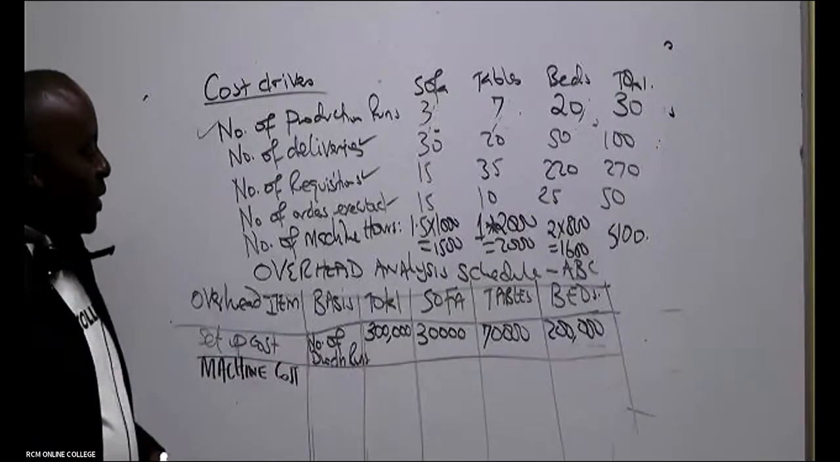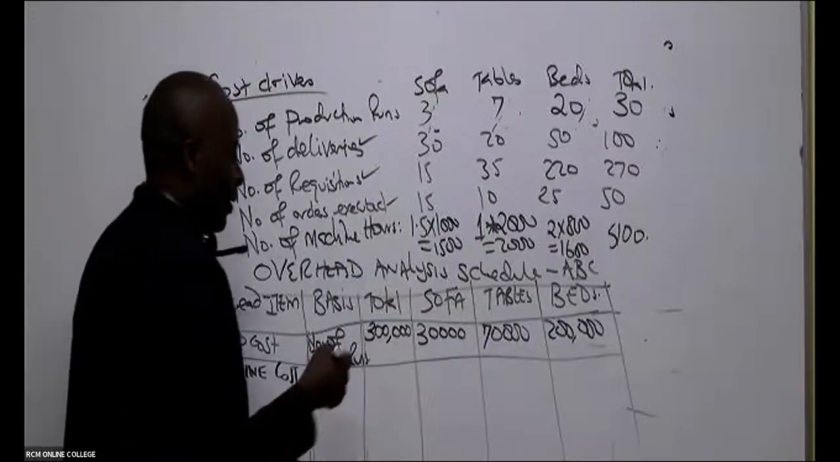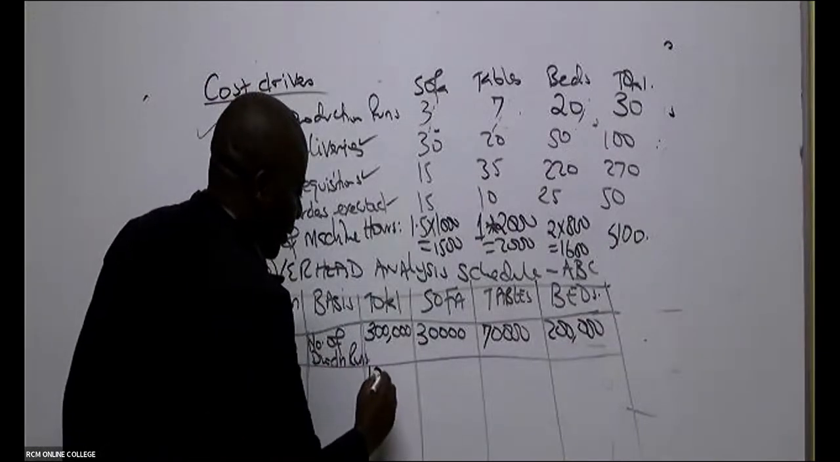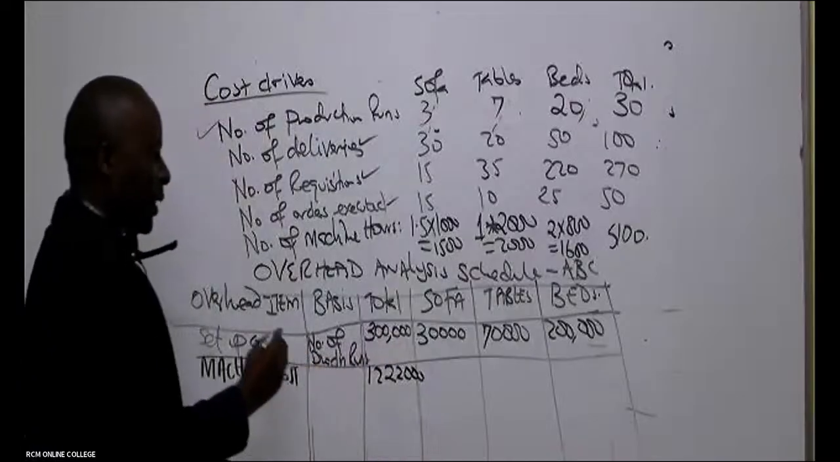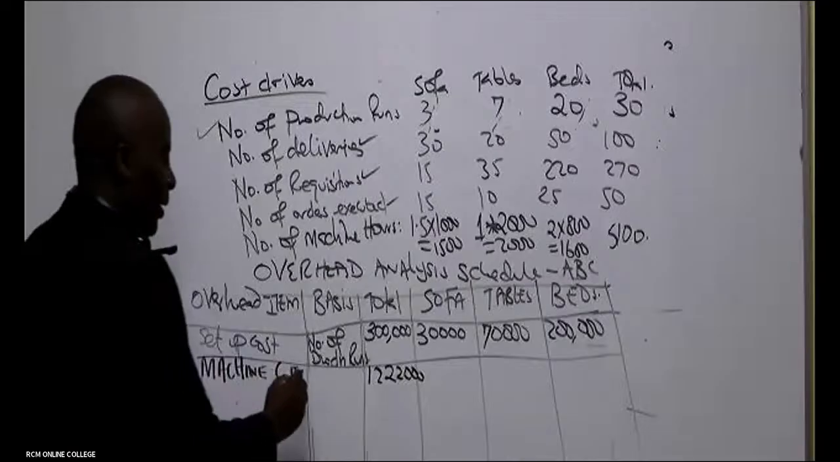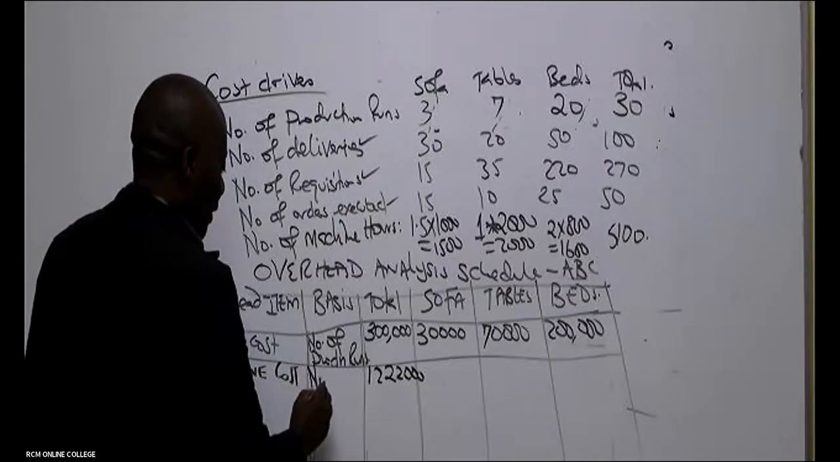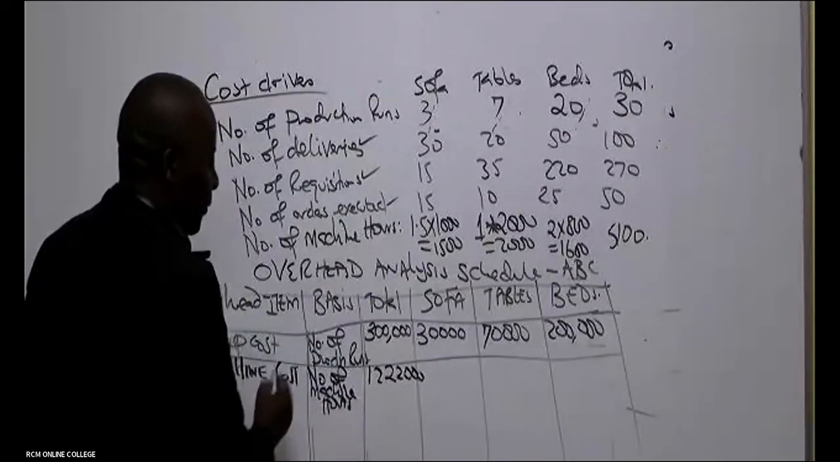So machine cost, how much is the total? 1,220? 1,000. Have they given us the basis for apportionment? Number of machine hours. So then are you able to apportion using number of machine hours yourselves?